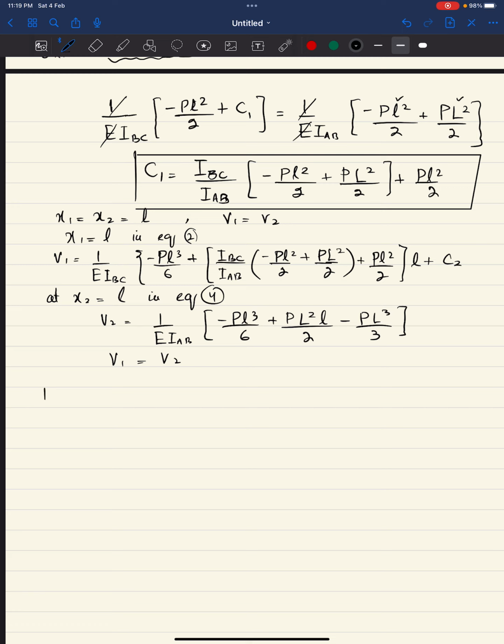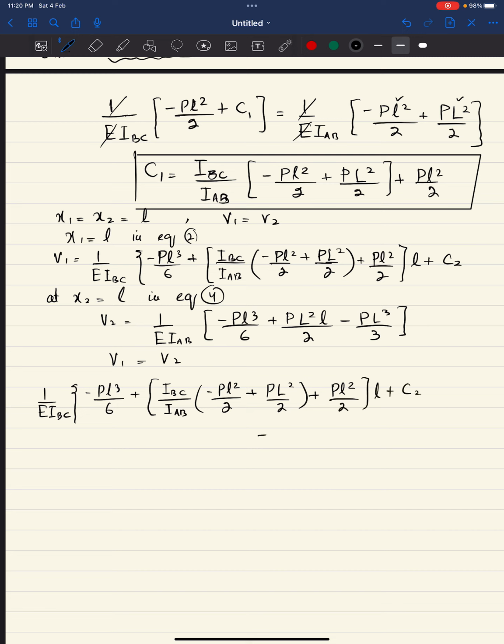So V1 is again 1 over EIBC into minus PL cube over 6 plus IBC over IAB into minus PL square over 2 plus PL square over 2 plus PL square over 2 into L plus C2 is equal to 1 over EIAB into minus PL cube over 6 plus PL square L over 2 minus PL cube over 3.